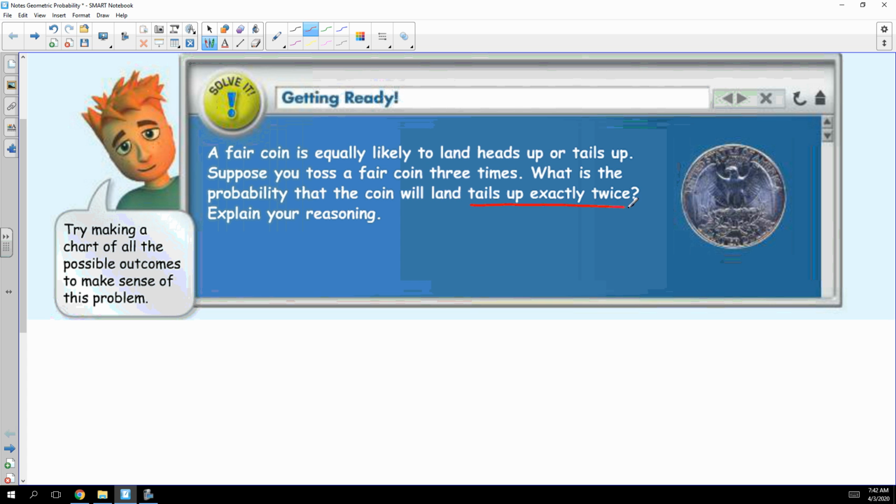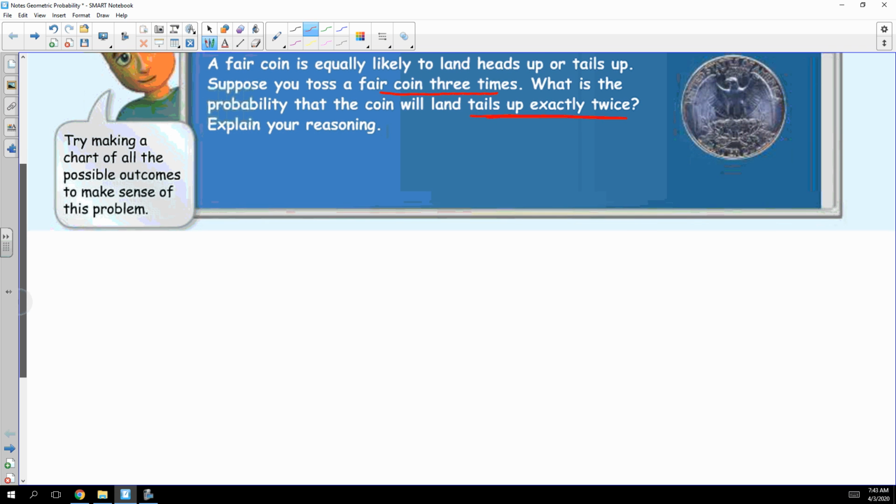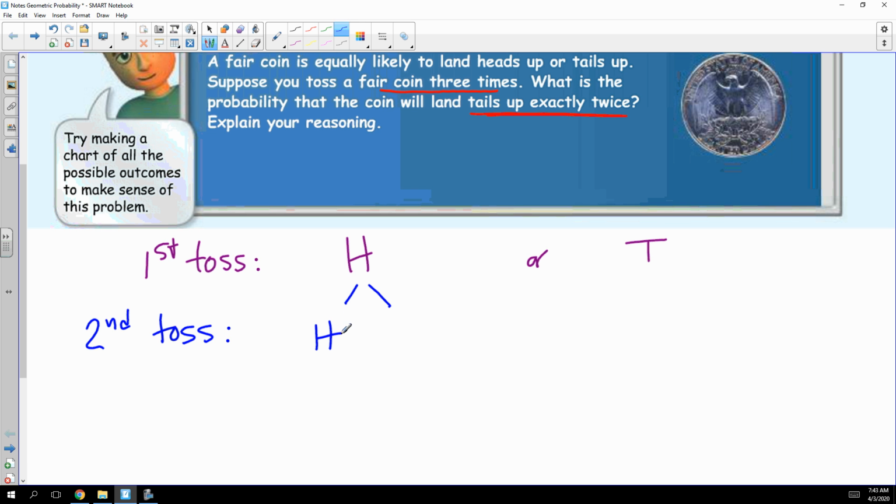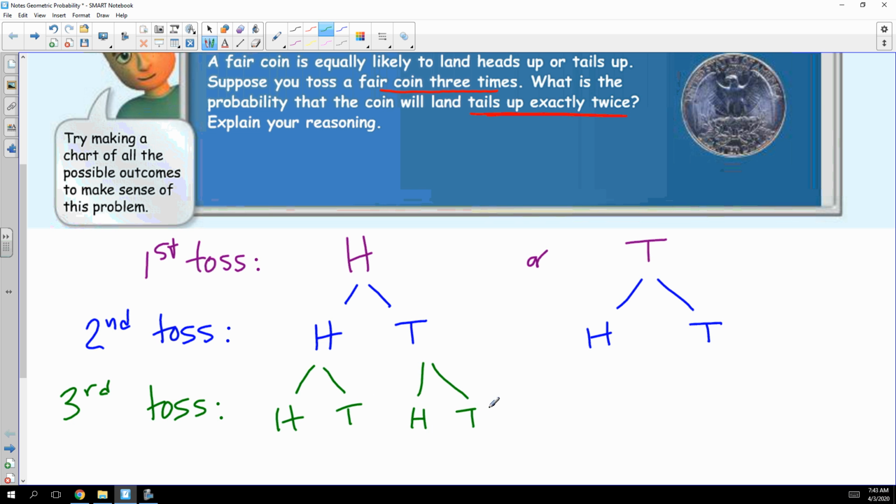Okay, so let's think about what that means, and we're going to draw it out. Laying it out in a diagram is typical with probability to understand. So let's assume that on the first toss, your coin could come up heads or tails. And then on the second toss, after getting, let's say, heads the first time, maybe the next time you get heads or tails, or if you got tails the first time, again, you could get heads or tails. And on the third toss, again, each time you could get heads or tails. So we could have heads or tails there, and heads or tails again, and heads or tails again.